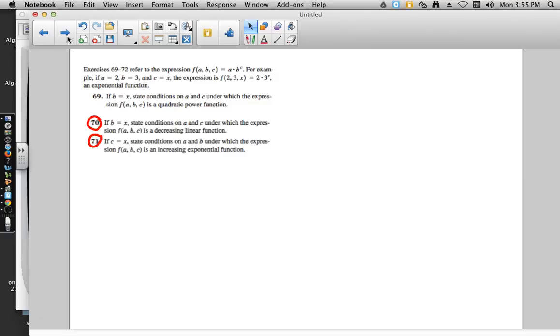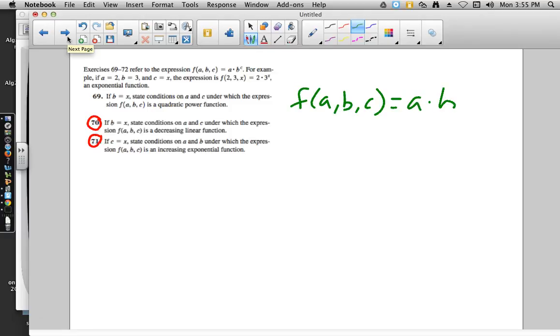Then 69 and 72, again, lots of instructions here. Refer to the expression f of a, b, c equals a times b to the c. That's really important. Don't lose track of that. For example, if a is 2, b is 3, and c is x, the expression is f of 2, 3, x equals 2 times 3 to the x. They're just using substitution there for an exponential function.